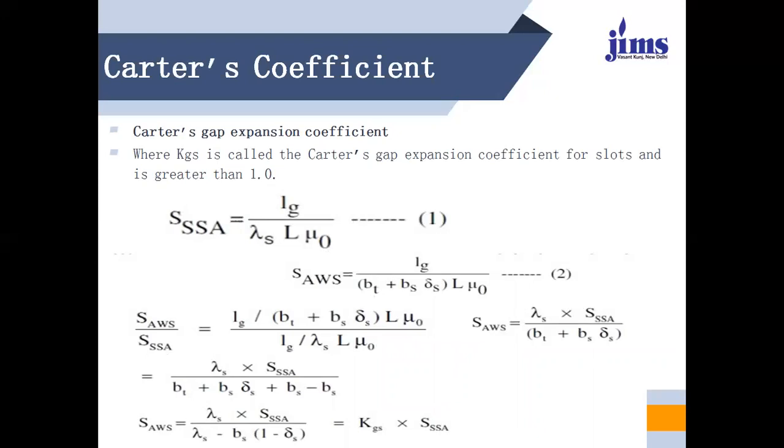Carter's gap expansion coefficient, where Kg is called the Carter's gap expansion coefficient for slots and is greater than 1. So Kgs equals Lg upon lambda s L prime mu naught. Kgs is Lg upon Bt plus Bs L s L mu naught. So Kgs and Kgs, it will be the Lg. This equation will be divided by this one. We are getting that. We can get the value of this one, and so the Kgs will come out as Kgs times Kss. So this will be the Carter's equations and the equation which are written over there, and also discussing about the numerical.